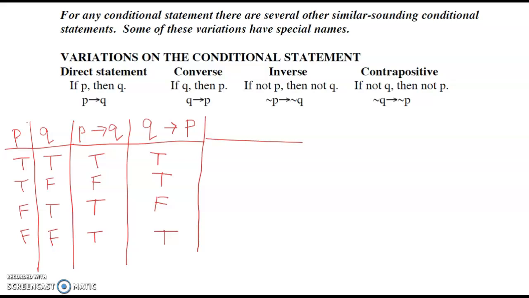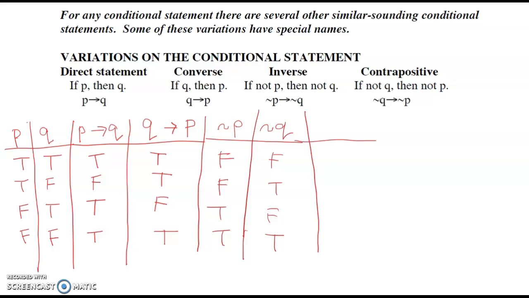Now let's take a look at inverse and contrapositive. If you look closely, inverse and contrapositives work with the negated statements of P and Q. So let's make those: negation of P and negation of Q. We're just going to flip everything. So true now becomes false, also true becomes false, and true, true. Okay, so true becomes false, true, false, and true.